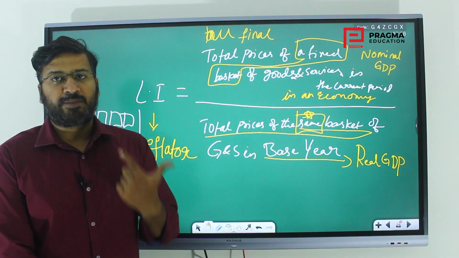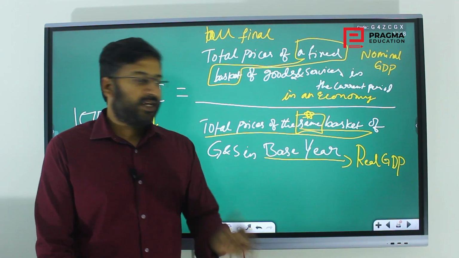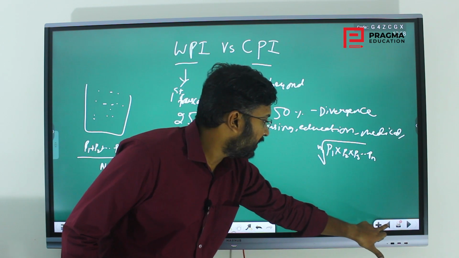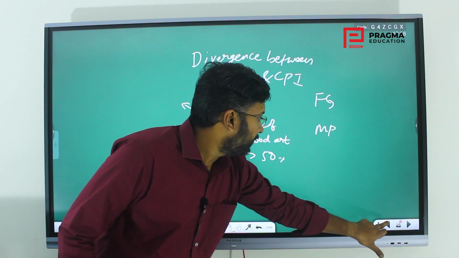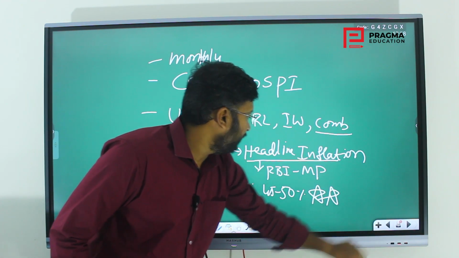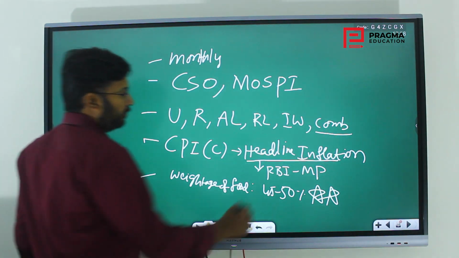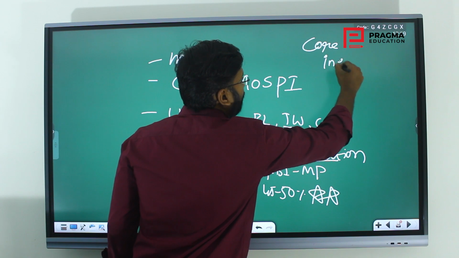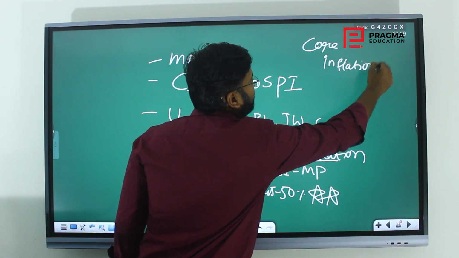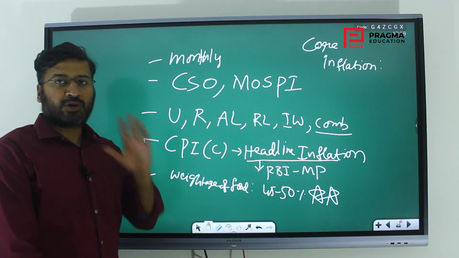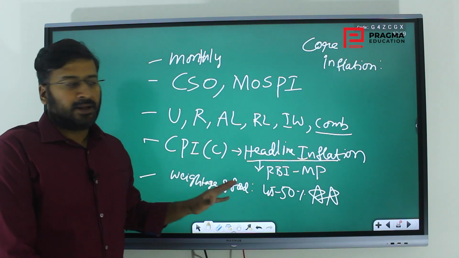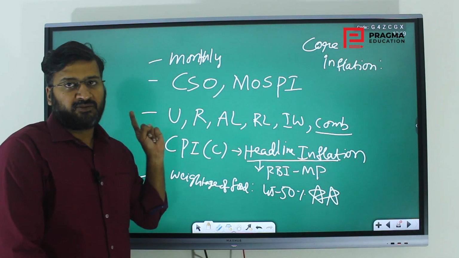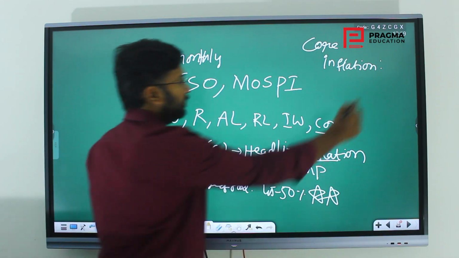Among both of them, CPI is the headline inflation. And while we discuss headline inflation, there is only one type of inflation we are left with now. You see what is core inflation. This is the last type of inflation. So there are totally 11 types of inflation. This is the 10th, 9 we had covered. This is the 11th. So what is core inflation?